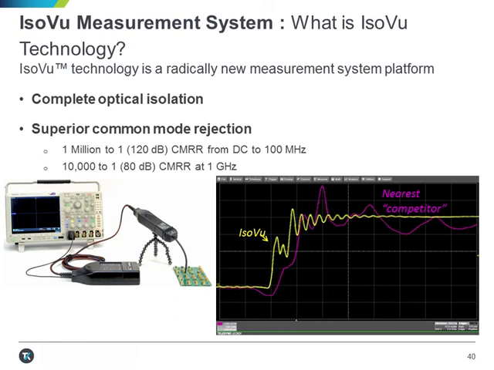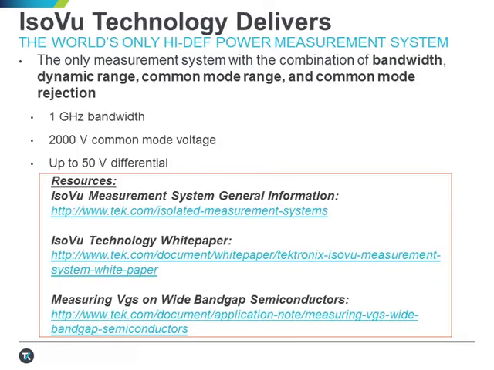When you combine it with an oscilloscope equipped with a TekVPI interface, it is the first and only measurement system capable of accurately resolving high-frequency, differential signals in the presence of large common mode voltage. It utilizes an electro-optical sensor to convert the input signal to optical modulation, allowing common mode rejection ratios of 1,000,000 to 1 at 100 megahertz.